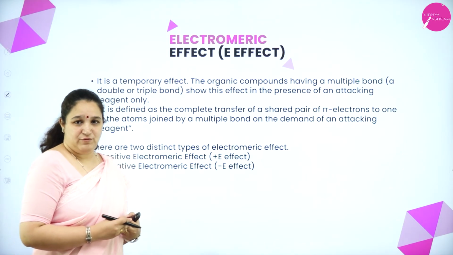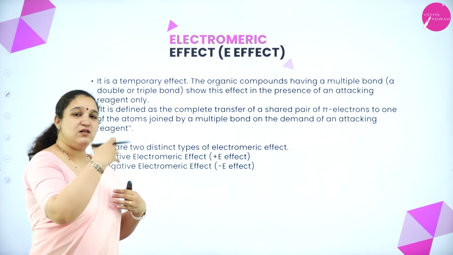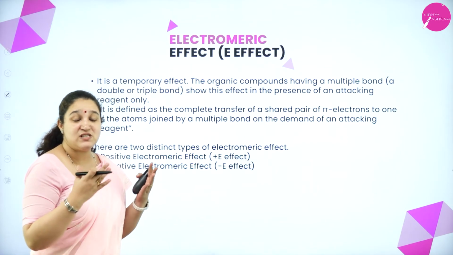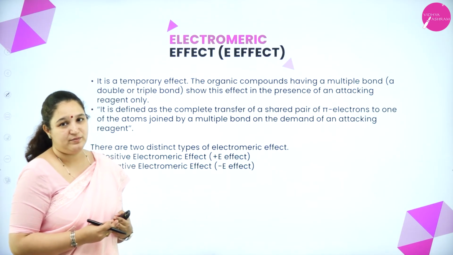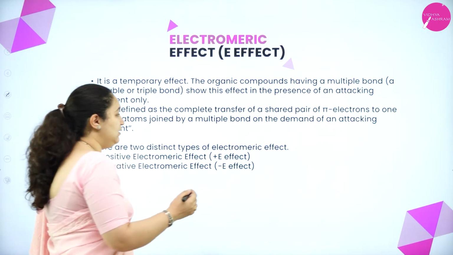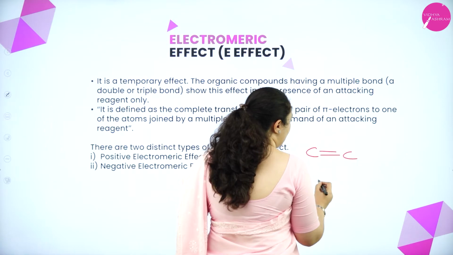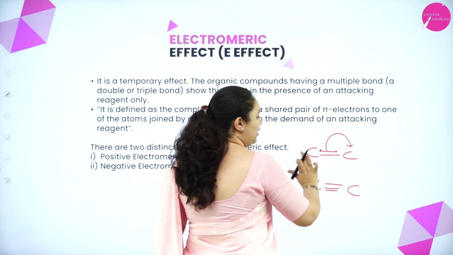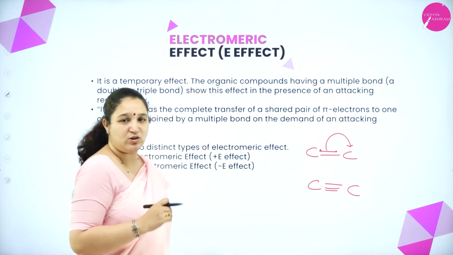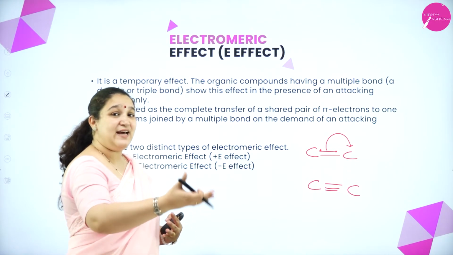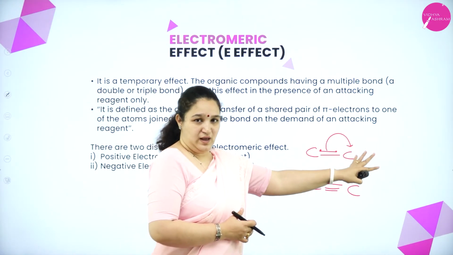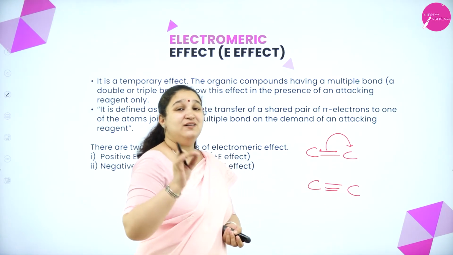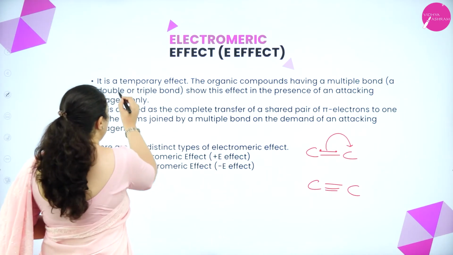In electromeric effect, there is complete transfer of the pi electrons towards one of the atoms which is doubly bonded or triply bonded. When there is a carbon-carbon double bond, for example, or a carbon-carbon triple bond, there is complete transfer of one pair of electrons towards any one of the atoms involved in the double bond or triple bond. In the presence of the attacking reagent only, this transfer is there, otherwise the transfer will not take place. That's why it is a temporary effect.